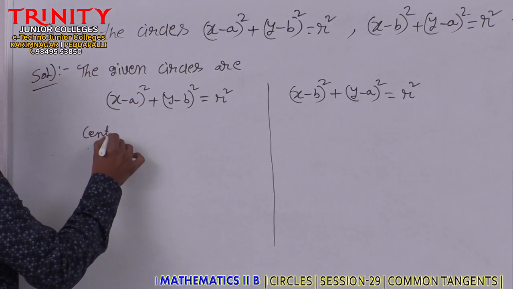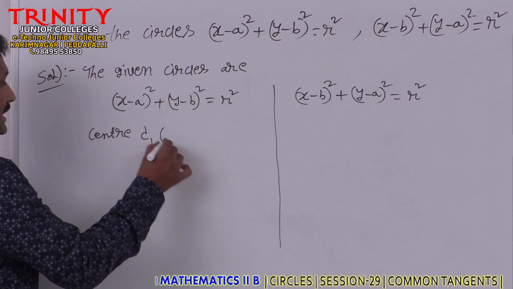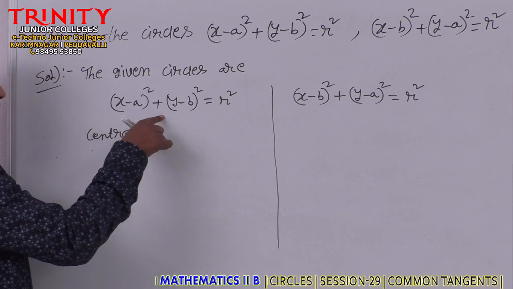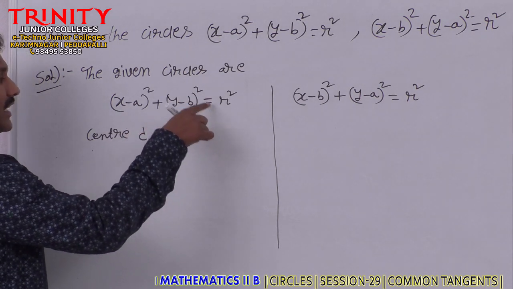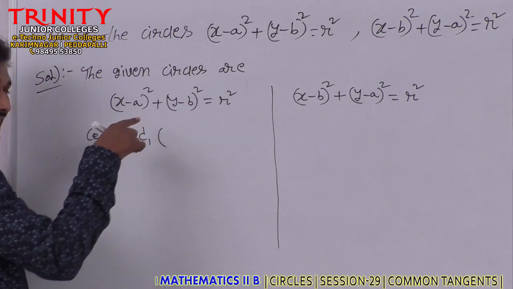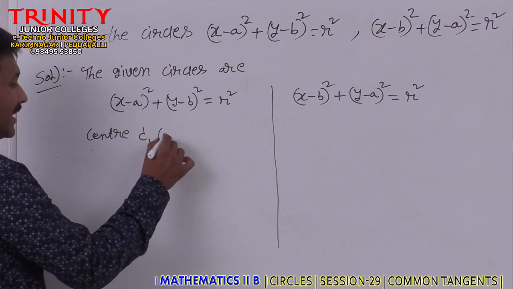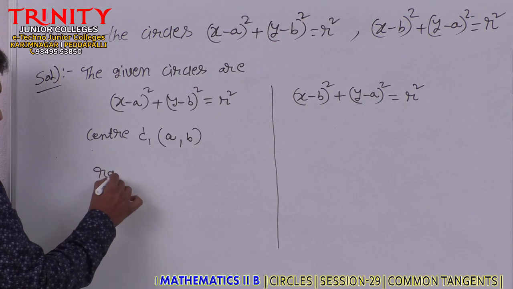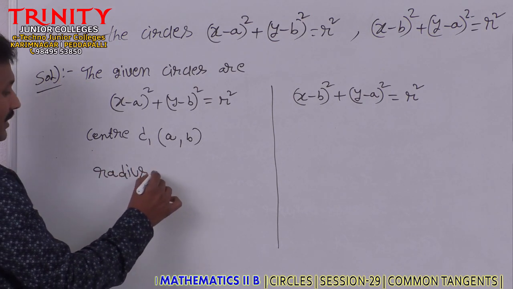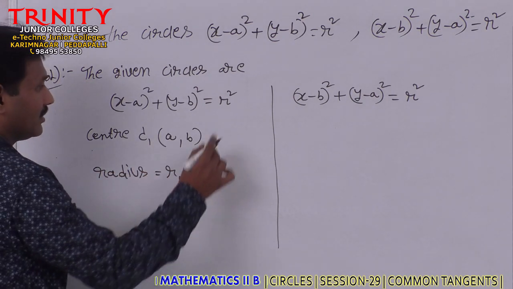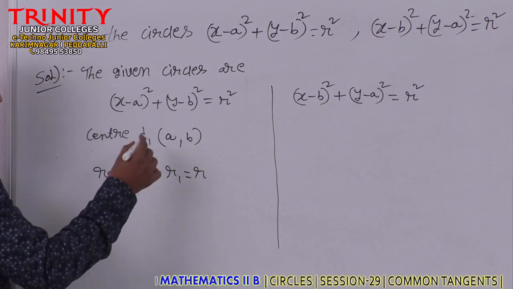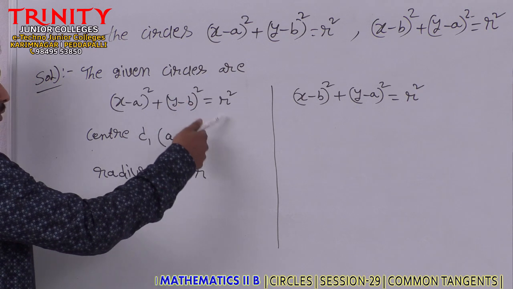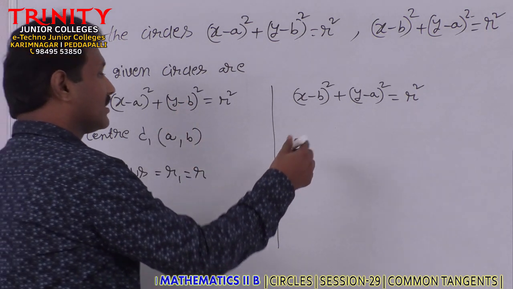Center of the circle: this is of the form (x minus h) whole square plus (y minus k) whole square equal to r square. Therefore the center of the circle is (h, k), that is (a, b). Radius r1 equal to r, because it is of the form (x minus h) whole square plus (y minus k) whole square equal to r square. This is all the same form.